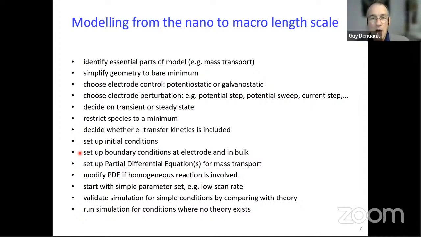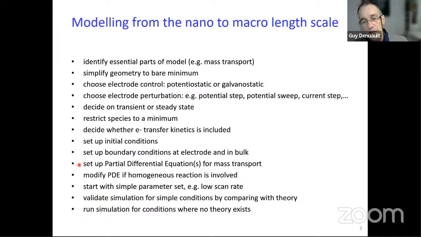If instead you have a battery, there is no bulk. You have two electrodes, so you need to consider what happens on one boundary and what happens on the other boundary. So essentially in a model, there must be at least two boundaries, but you will see when we go to complex geometries, there could be many, many boundaries involved in the simulation.